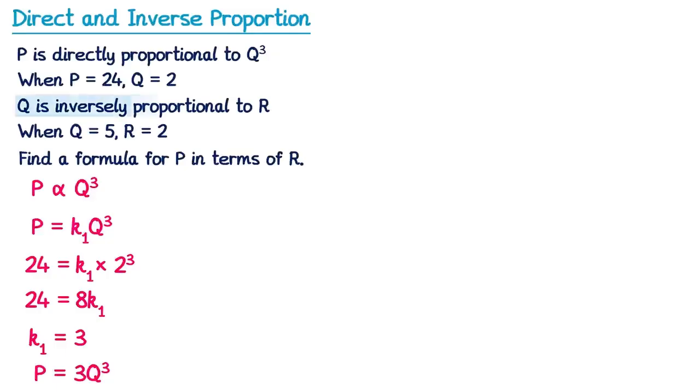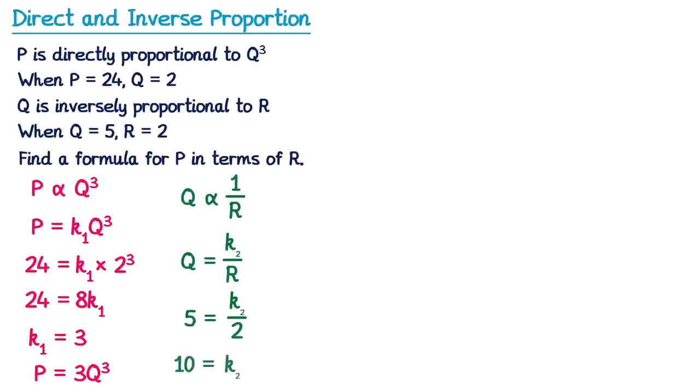Now let's look at the link between q and r. Q is inversely proportional to r, so q is proportional to 1 over r. This allows us to write that q is equal to k2 over r. We've got some values for q and r, so let's substitute those in. Q is equal to 5, so we have 5 equals k2 over r, and r is 2, so k2 over 2. Multiply both sides by 2, and we find that 10 is equal to k2, so we can go back to this step here and replace the k2 with a 10. So we have the equation q is equal to 10 over r.